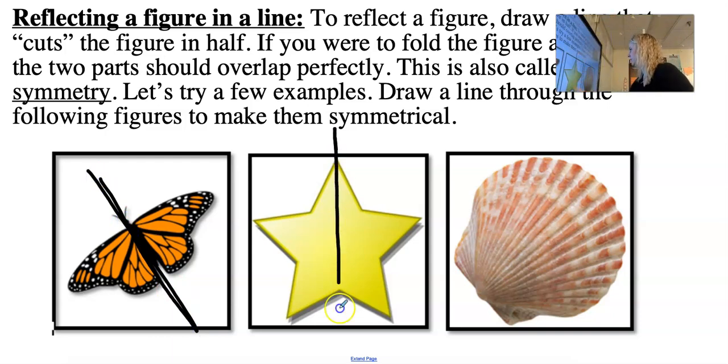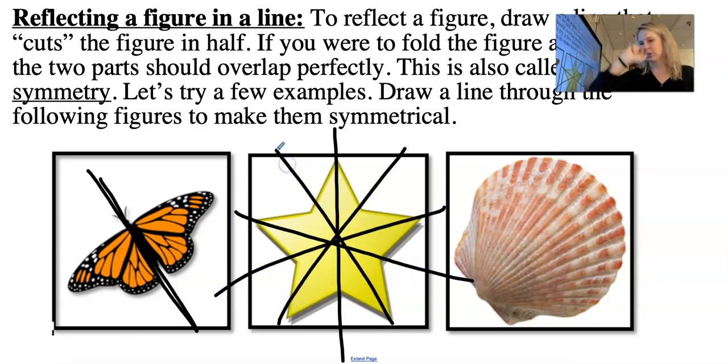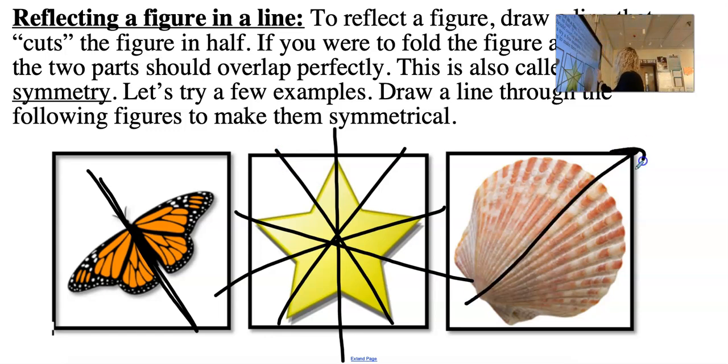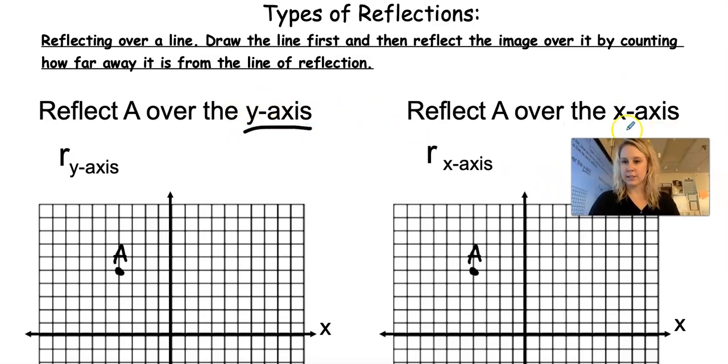A star has several lines of reflection. It's got 1, 2, 3, 4, and 5 lines of reflection. And then a seashell probably just has one going through right here. So that is the middle line that we can reflect something over and it'd be the exact same. Let's take a look at some examples. These are the two most common lines of reflection: reflecting over the y-axis and the x-axis.